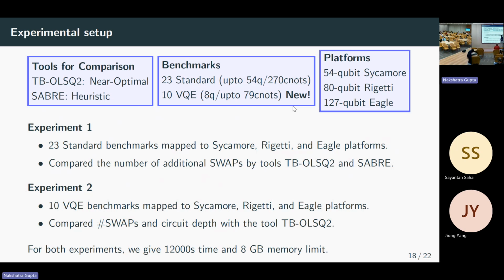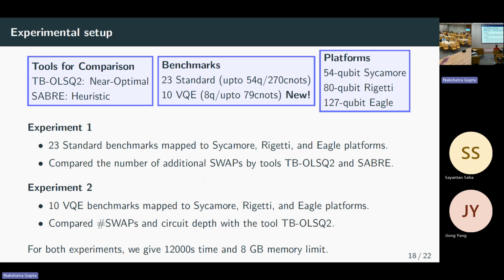For benchmarks, for the first set, we gathered all the standard benchmarks from previous papers. We have 23 instances, which have up to 54 qubits and up to 270 CNOTs. For the second benchmark set, we have some industrial benchmarks based on VQE. We have 10 instances with 8 qubits, up to 79 CNOTs. These are from one of the companies I also work in. Basically, you want to find the ground state of some molecule. Apparently, they can use some excitation operators, build some circuits and find them. So we took those blocks and randomly generated 10 instances of 8 qubits. This is also our contribution.